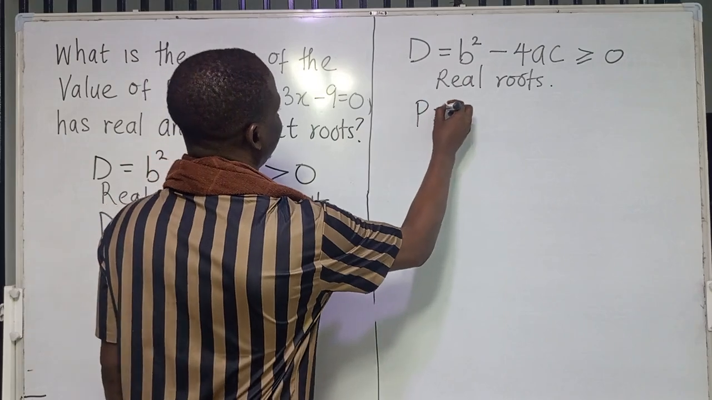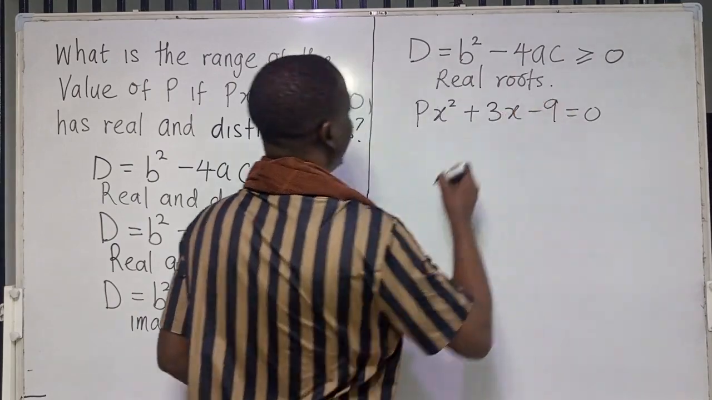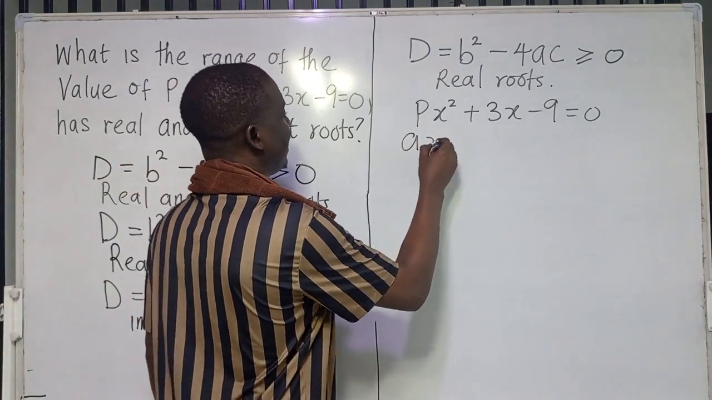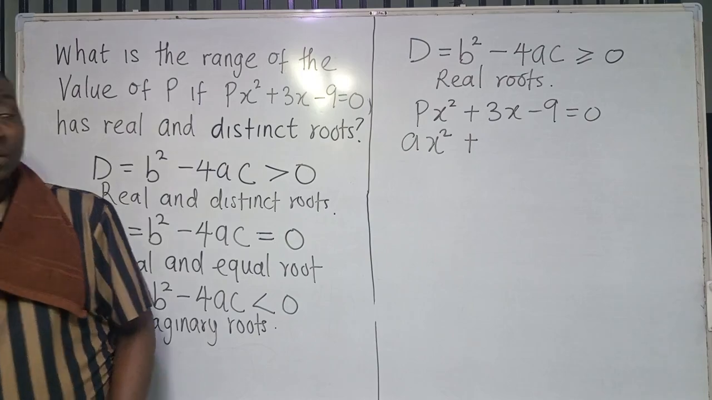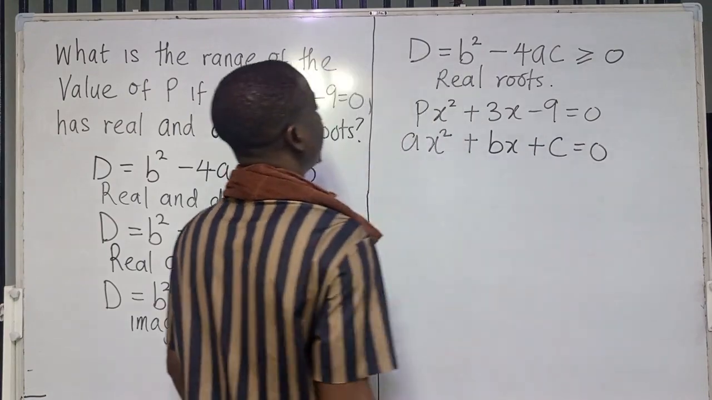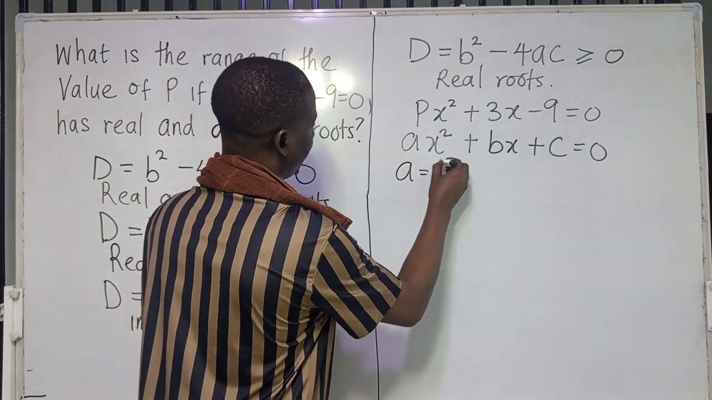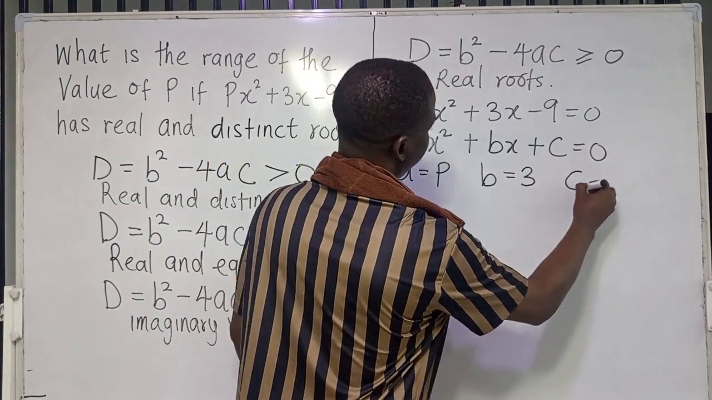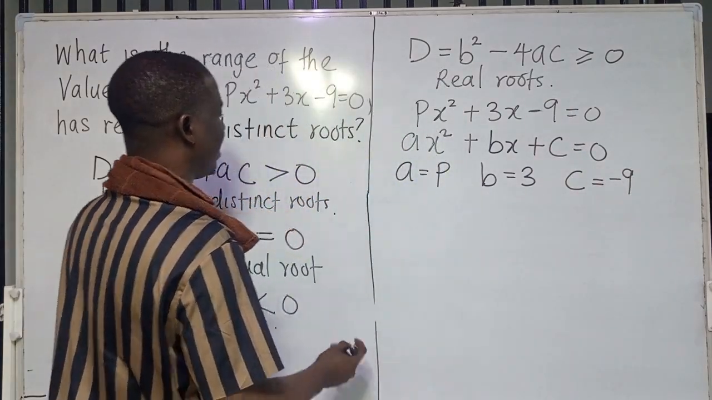Our px squared plus 3x minus 9 equal to 0. So what we're going to do simply is to choose our values, comparing to ax squared plus bx plus c equals 0. Now, a is p, by comparison, b is 3, and c is equal to minus 9.